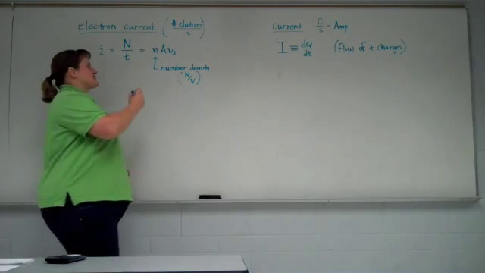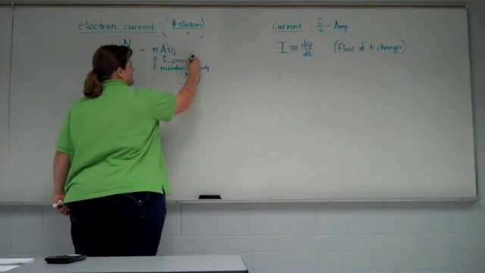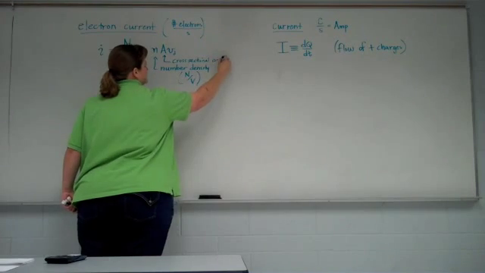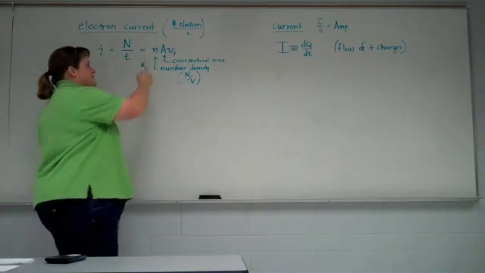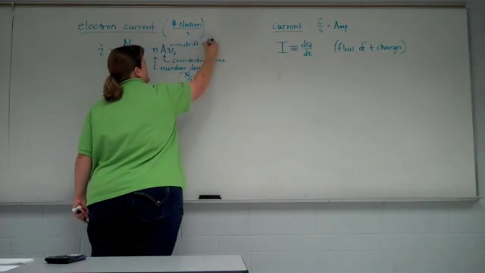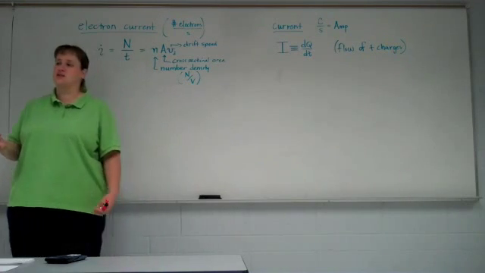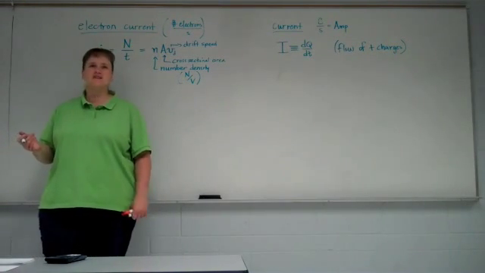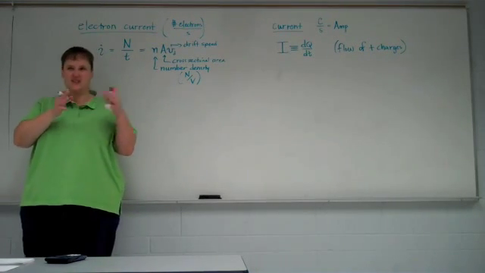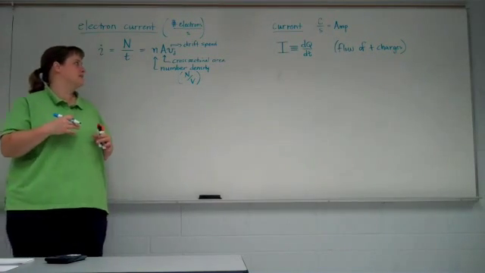A is the cross-sectional area of the wire or material your charges are moving through. And this v is our drift speed. The drift speed is, on average, how fast the electrons are moving. And they really don't move that fast. They move very, very slowly, and that's because there's a lot of collisions between the electrons and everything else that's in the wire.